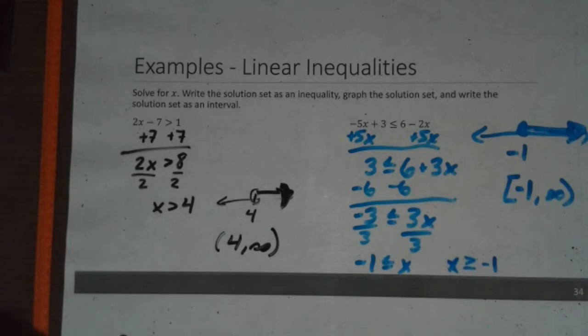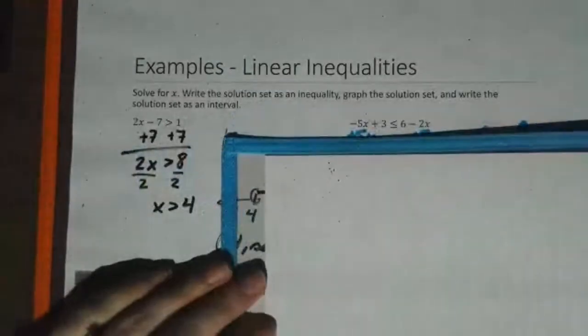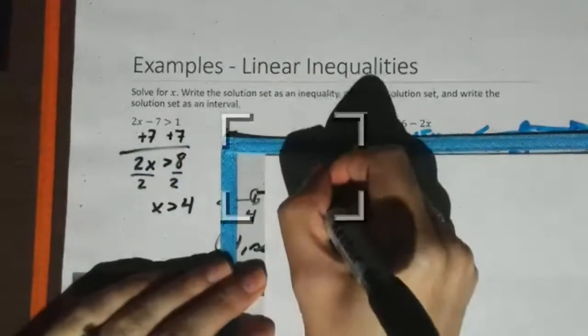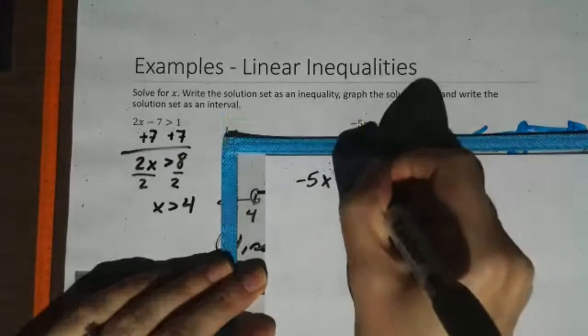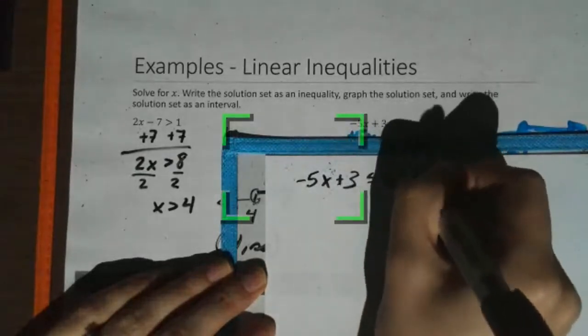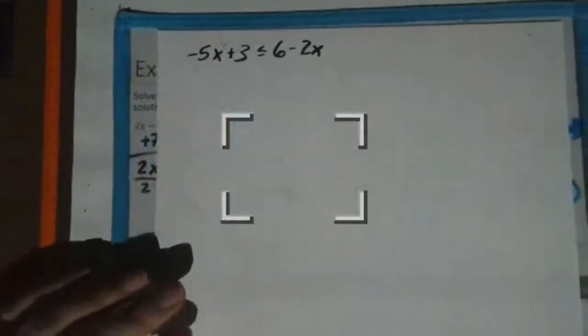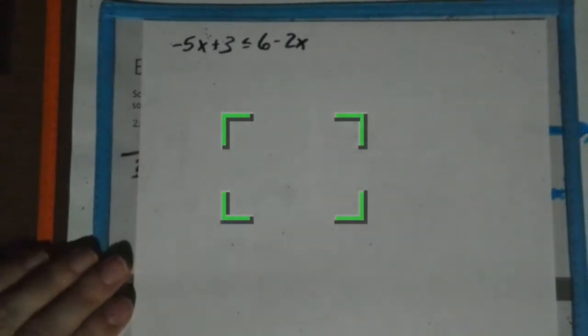Before we move on, I want to approach this problem in a different way to show what it's like dealing with negatives. So we had negative 5x plus 3 is less than or equal to 6 minus 2x. There's nothing wrong with dealing with negative x's. I just prefer to leave my x's positive. However, in this case, it might actually be better to deal with x's being negative. That way our x's are always on the left side.